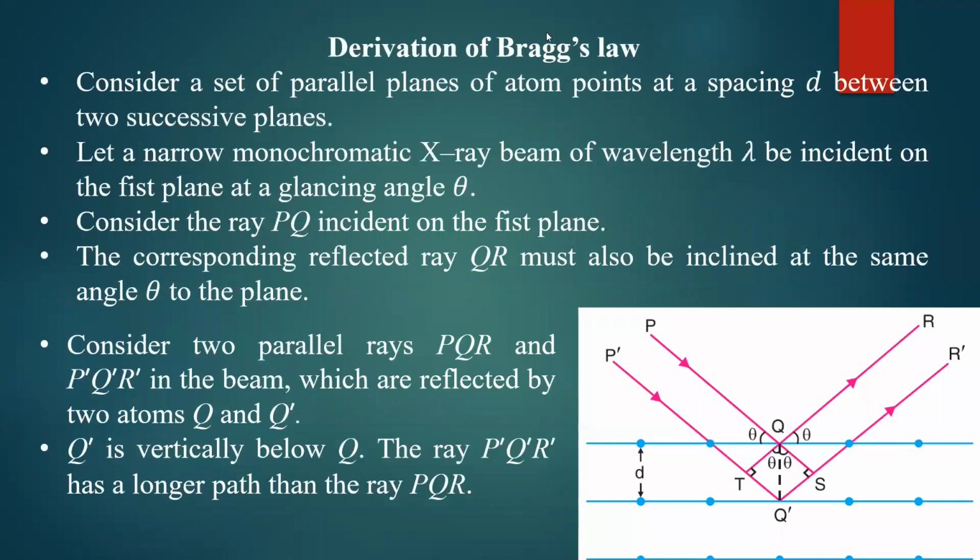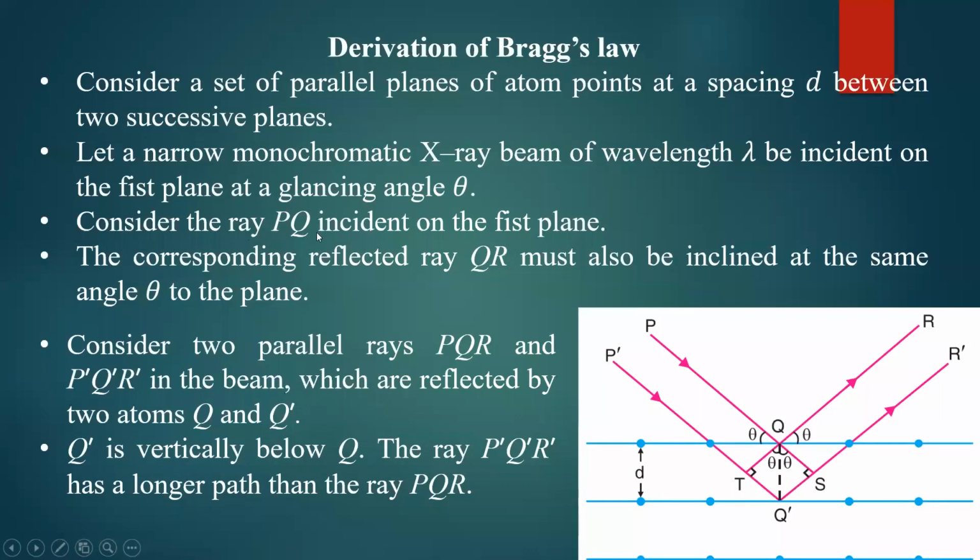Let us take this particular case, the derivation of Bragg's law. Consider a set of parallel planes of atomic points at a spacing d between two successive planes. Let the two planes be separated by d, consisting of atomic points, and let a narrow monochromatic X-ray beam of wavelength lambda be incident on the first plane at the glancing angle theta. Remember, it is not the angle of incidence, it is called the glancing angle. Glancing angle is defined as the angle between the incident ray and the parallel planes, not with respect to the normal. Remember this. So the glancing angle is theta.